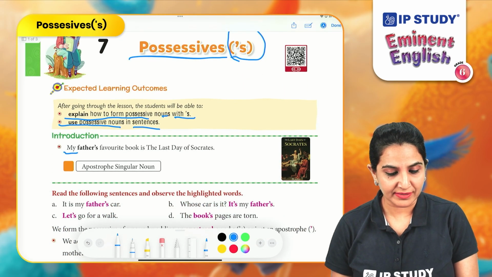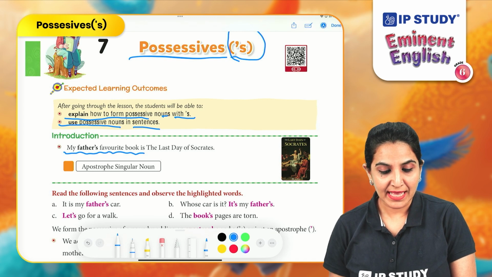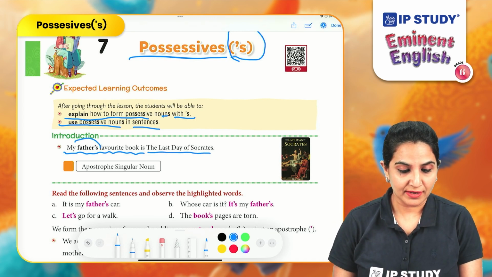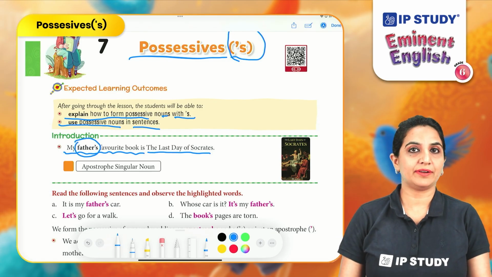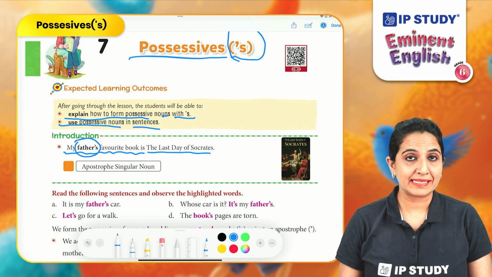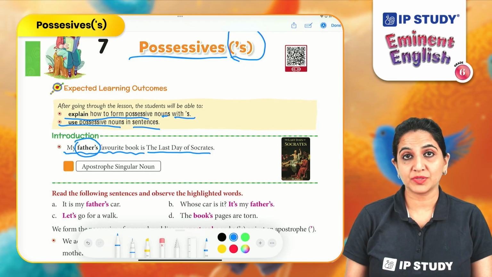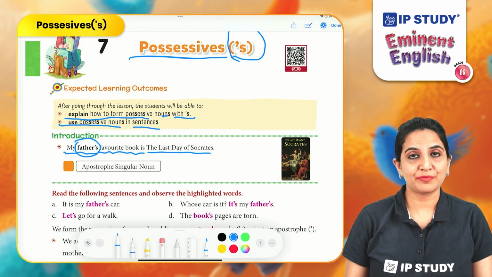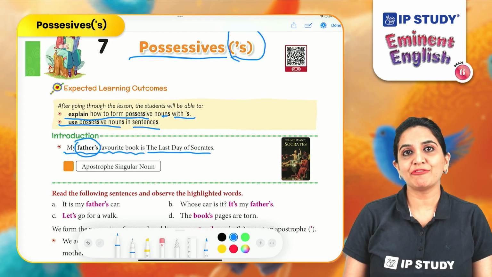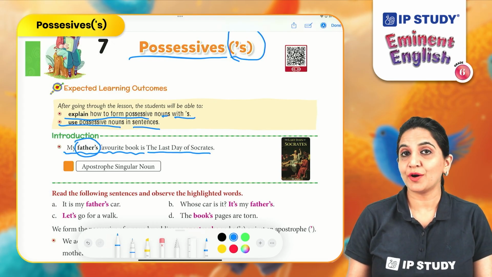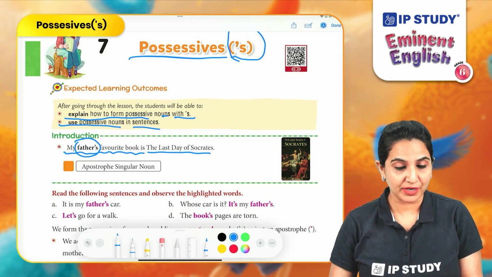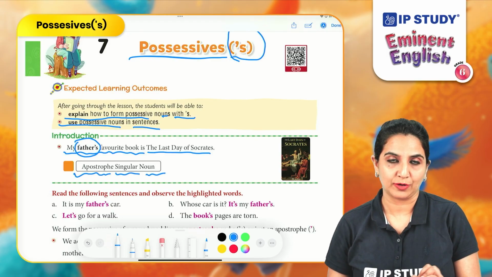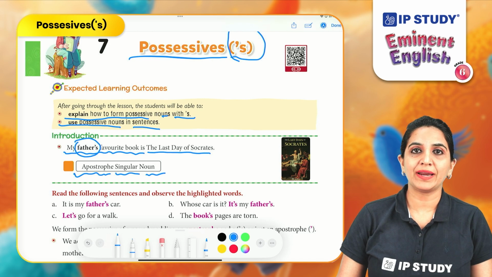My father's favorite book is The Last Day of Socrates. Father is a singular noun. Now, in this sentence, we are trying to show the possession of the favorite book. So, the word father's is an apostrophe singular noun. Let us read some more examples.